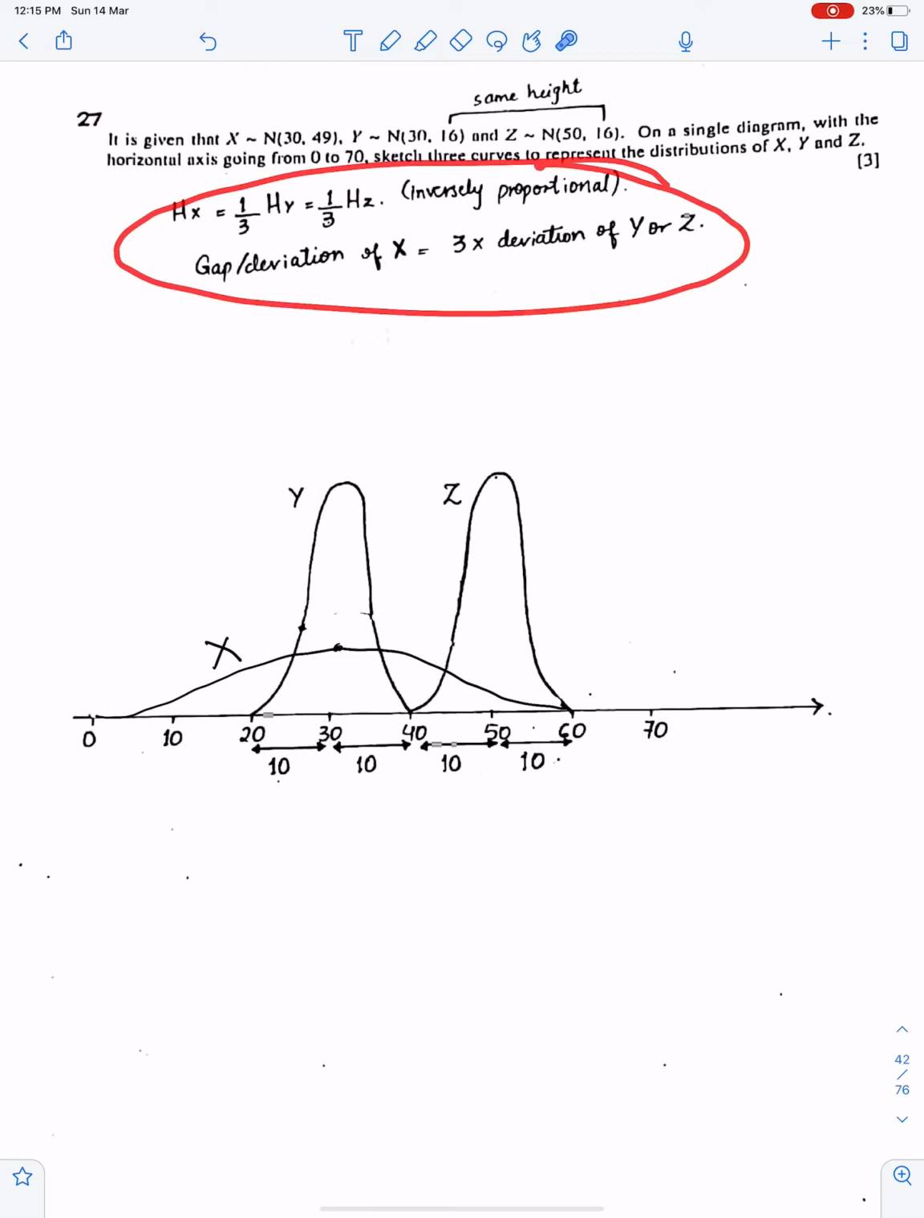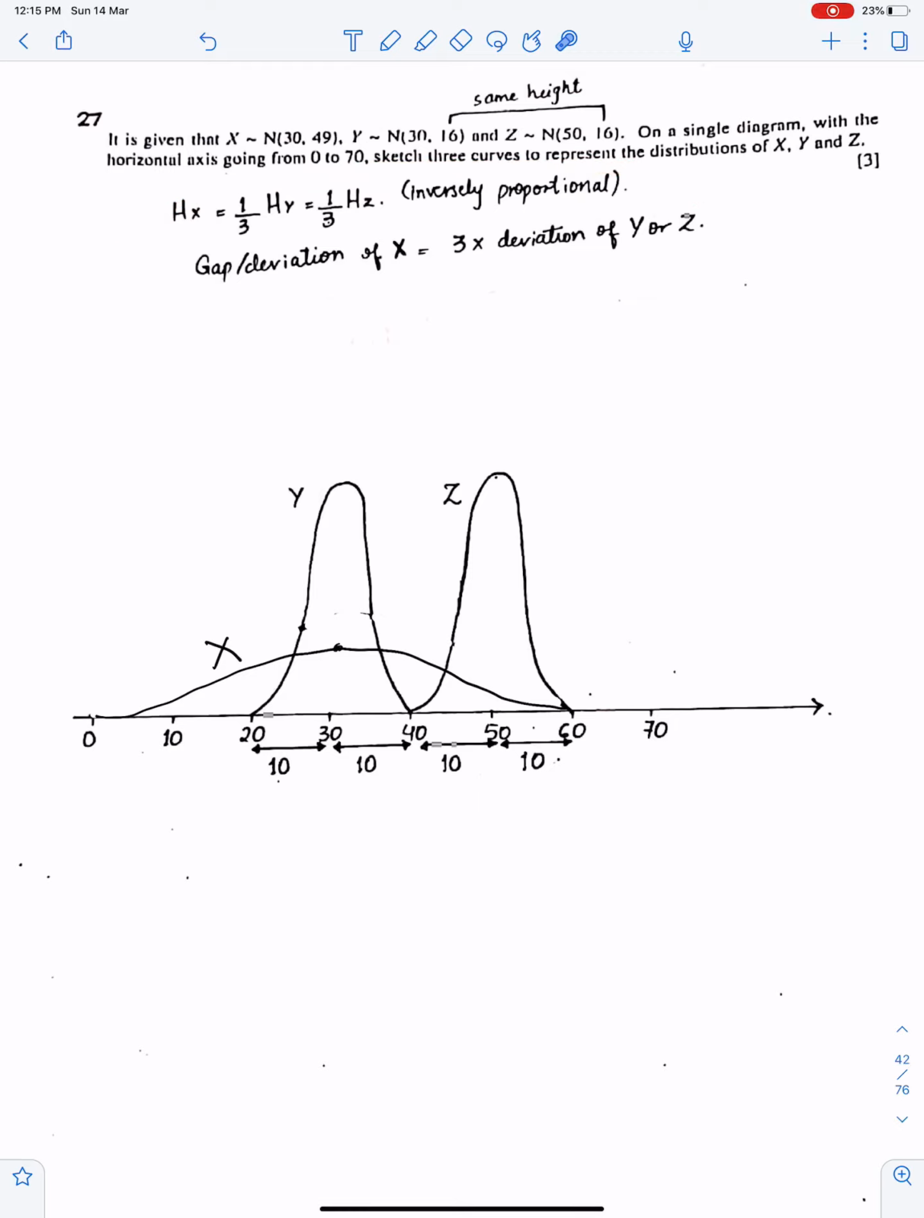I have mentioned the relations here. Width of x must be 3 and height of x must be one third. Small variances means high peaks and large variance means low peaks.